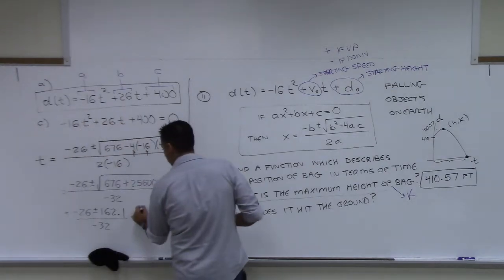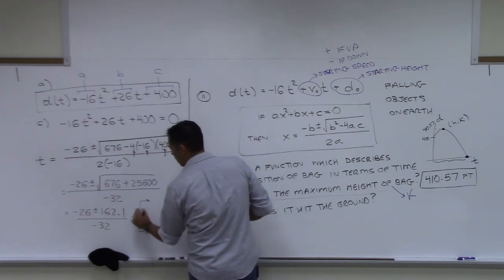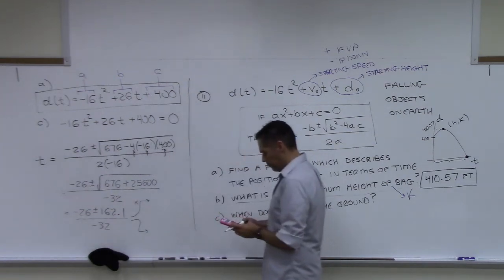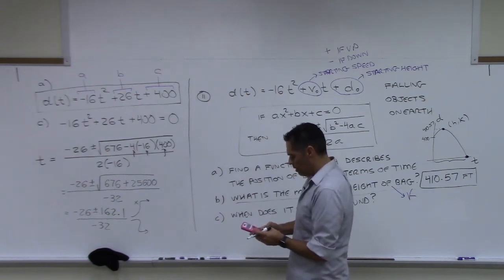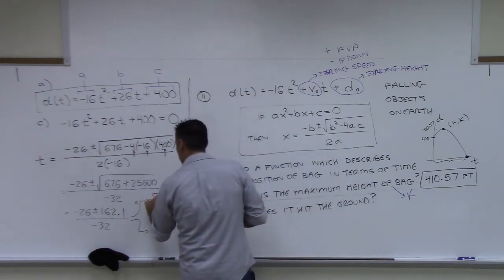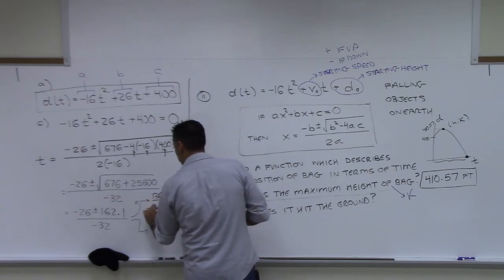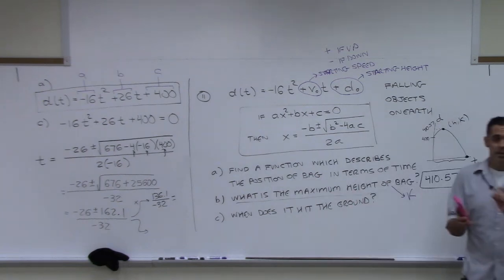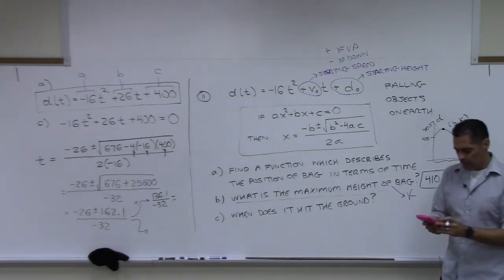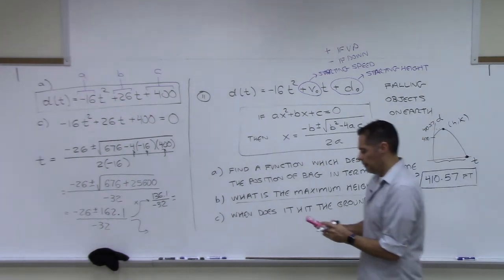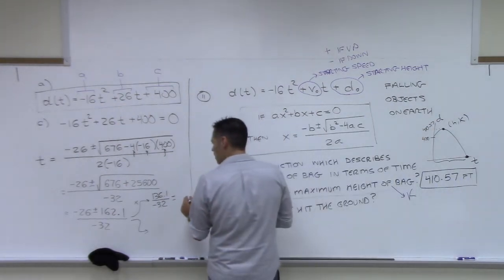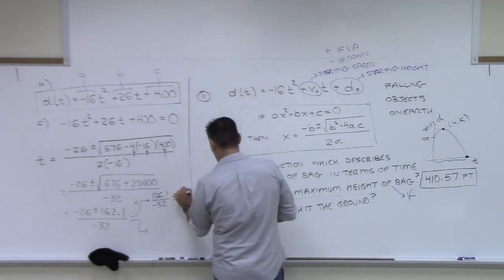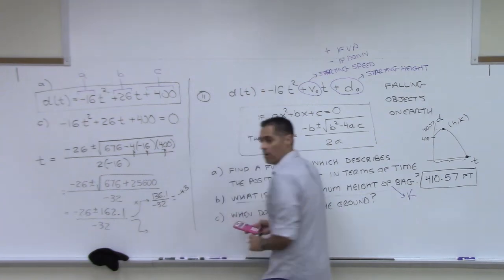This is where I do two different things. First, I'm going to do the plus, okay? So on my calculator, I'm going to do negative 26 plus 162.1. That gives me 136.1. Now I divide that by negative 32. So make sure you do it in that order. You first have to add them together, hit enter, then hit divide by negative 32. And you should get negative, wait a minute, hold on. Negative, yeah, this is right. Negative 4.3, I'm rounding it. Negative 4.3.